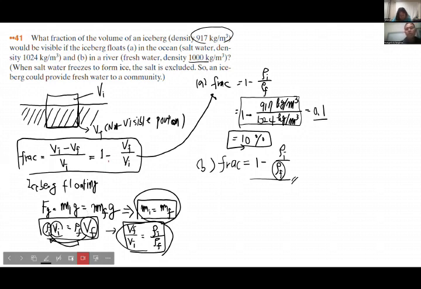Okay, that's it. Do you understand this problem and the solutions too? Okay, then let's move on.